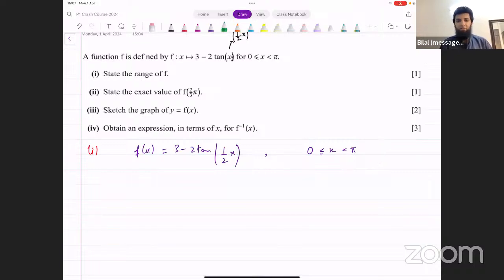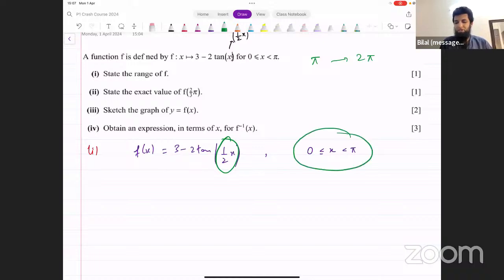Remember, one full cycle for tan was 180 degrees or pi radians. This is half of x. What does half of x do? When you divide x by 2, if you remember your transformations from trigonometry that we did, what happens to the period? It multiplies by 2. So the original period, which was pi, becomes 2 pi.